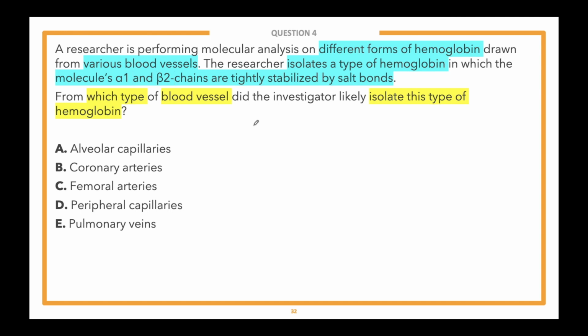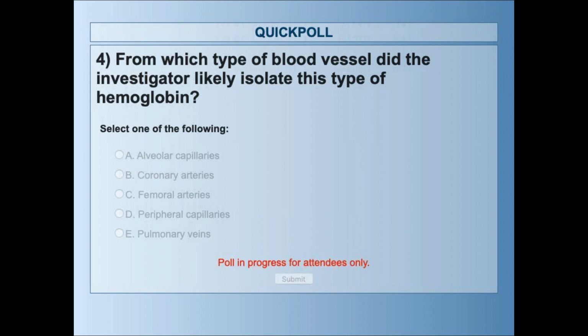Answer choice E, pulmonary veins. D, peripheral capillaries. C, femoral arteries. B, coronary arteries. And A, alveolar capillaries. So we're going to go ahead and open up that poll. Go ahead and select the answer choice you think is the best answer here, and we'll talk about it in just a few seconds.